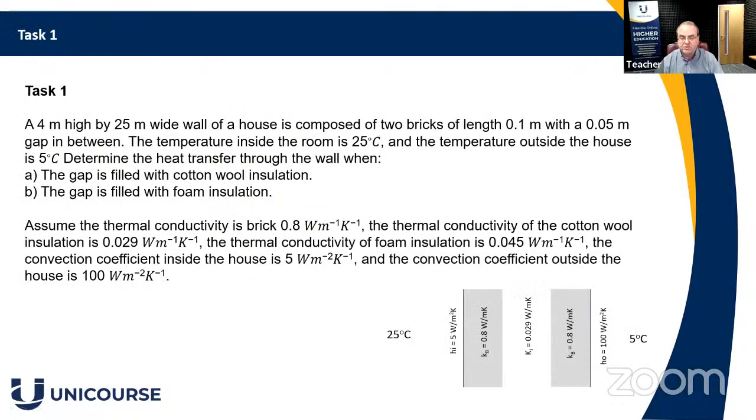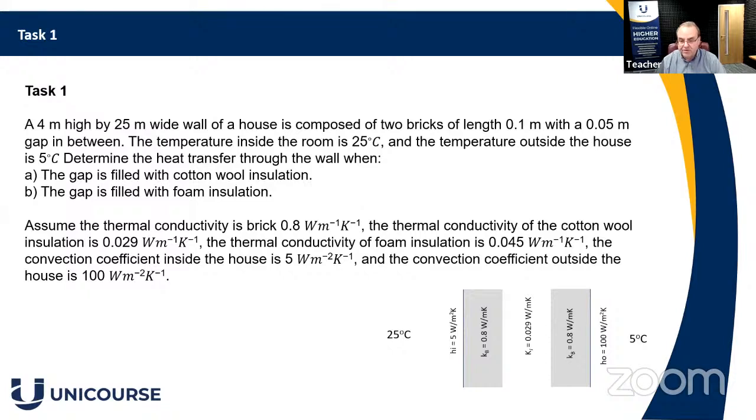So let's start off with task 1. That's probably the best place to start, isn't it? We've got a 4 meter high by 25 meter wall, which is composed of 2 bricks of length 0.1 with a gap in between them of 0.05 meters. We're given the temperature inside the room is 25 degrees C, and the temperature outside of the house is 5 degrees C. We're asked to determine the heat transfer through the wall when A, the gap is filled with cotton wool insulation, and B, which is most probable, the gap is filled with foam insulation.